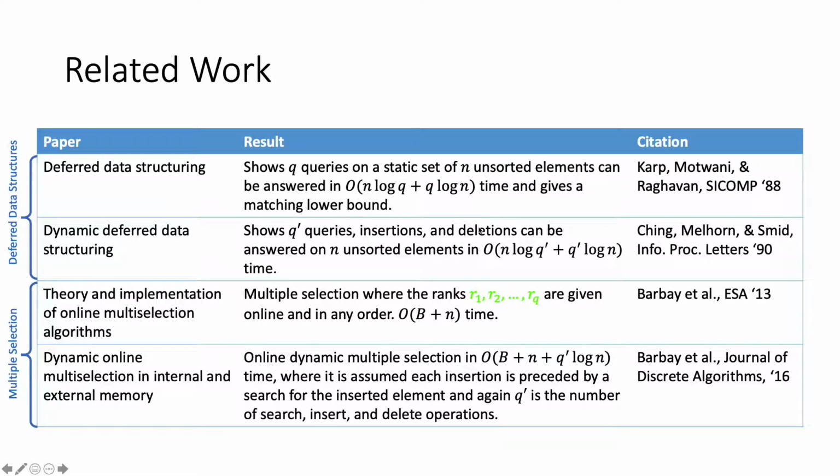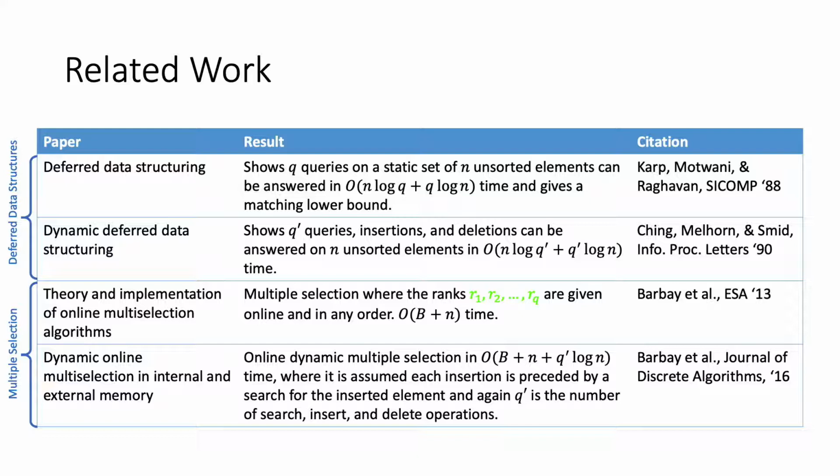And then in the multiple selection literature, there's a paper from 2013 that shows we can take these ranks and supply them online in any order and still get the same time complexity. Then we also have what I'll call this semi-dynamic model. Here we can do online dynamic multiple selection in this time complexity, but we have to assume each insertion is preceded by a search for the inserted element.